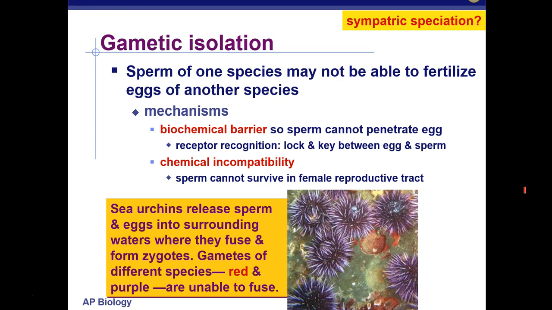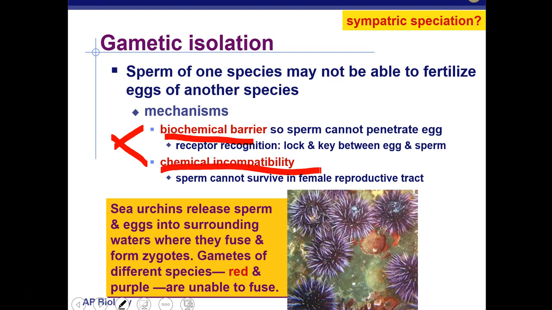You might have the right tab A to fit into slot B, but the sperm aren't the right shape or don't have the right signal to penetrate the egg. There are two ways that could happen. You could have a biochemical barrier where, again, it's not the right shape, so the sperm can slam against that egg and never get in. It doesn't have the right key. Or chemical incompatibility, which means it never gets to the egg in the first place.